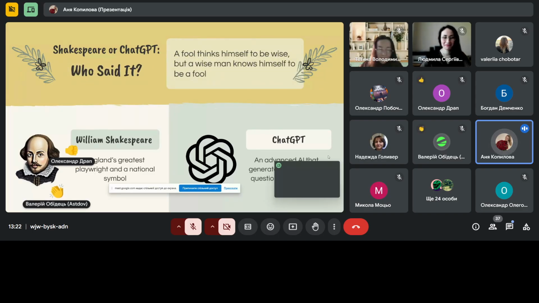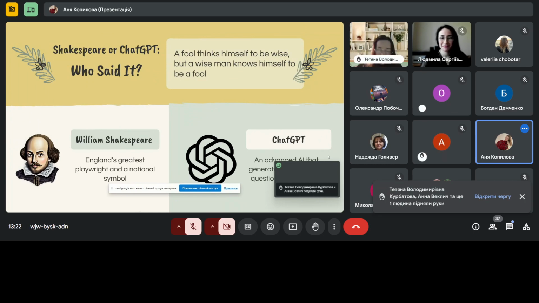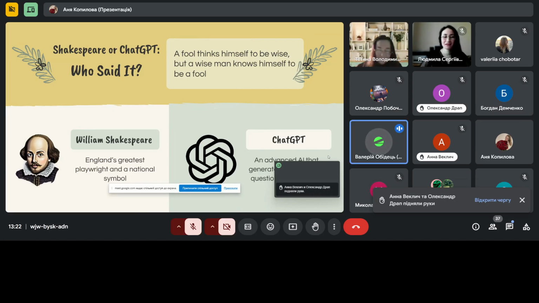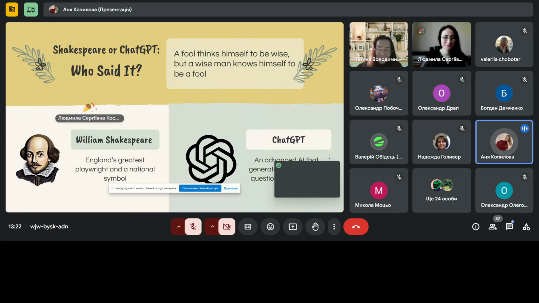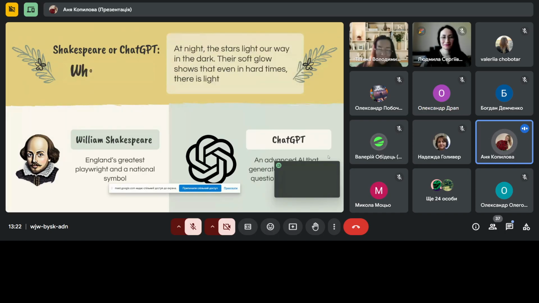Please listen to this quote. A fool thinks himself to be wise, but a wise man knows himself to be a fool. Who wrote this quote? It's true, ChatGPT. No, it's William Shakespeare. Yes. Wow, that's his legendary phrases and words. Yes, great thinking, and it's William Shakespeare.